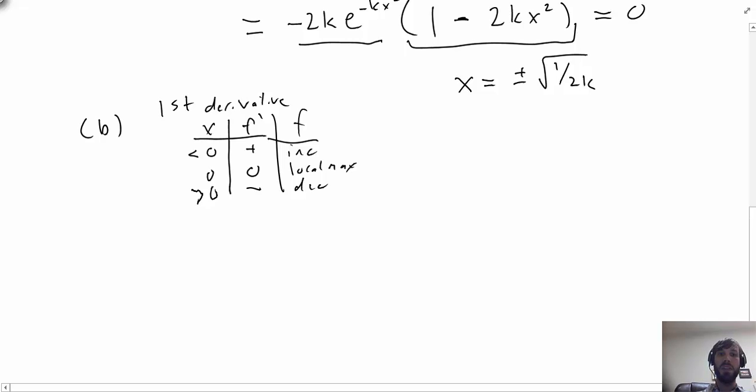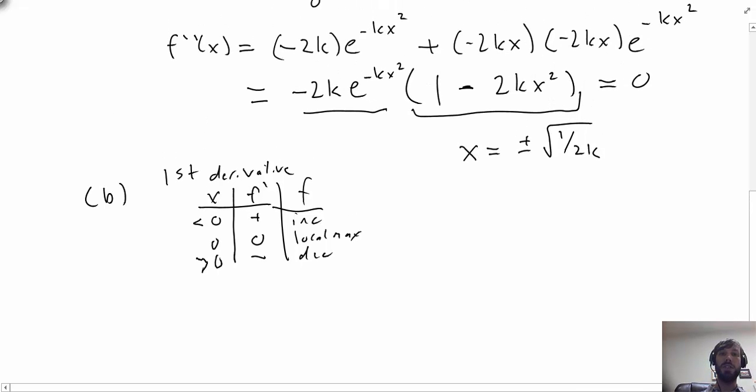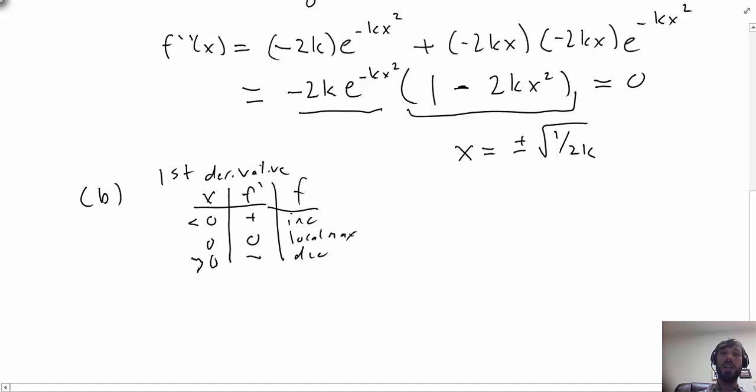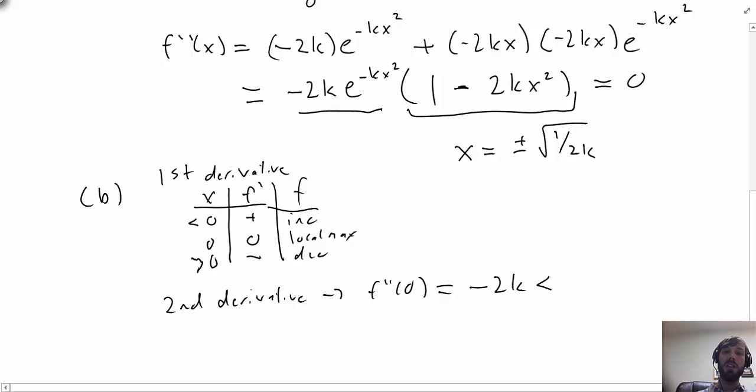Alternatively, you could use the second derivative test and plug x equals 0 into the second derivative. We could look at f double prime of 0, which, if I plug in 0 for x here and 0 for x here, I would get negative 2k, which is less than 0, which yields concave down, which implies that we have a local max as well.